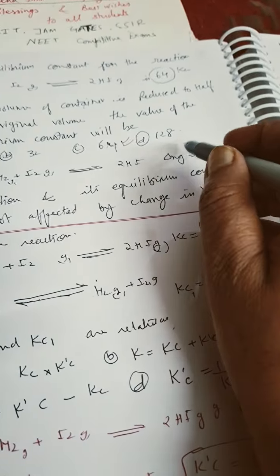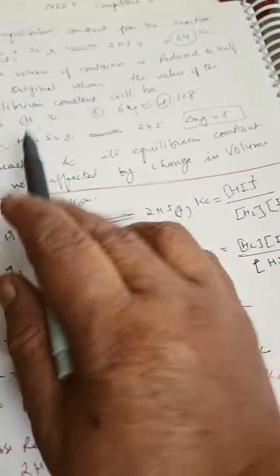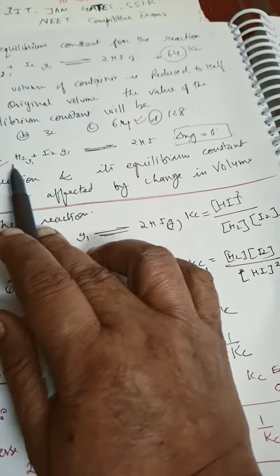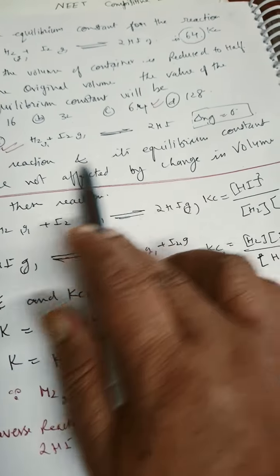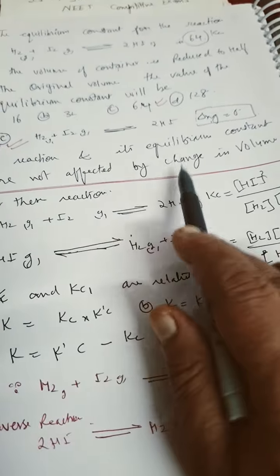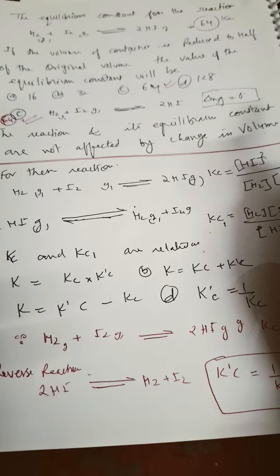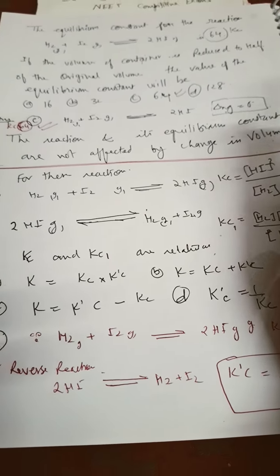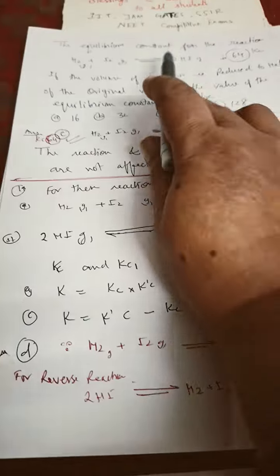Why have I said this? Because delta ng will be equal to 0, meaning the number of moles of gaseous reactants equals the number of moles of gaseous products. So the equilibrium constant will not be affected by change in volume, right? But it will definitely depend on temperature. Clear to you? At a fixed temperature, there is a fixed value of the equilibrium constant.